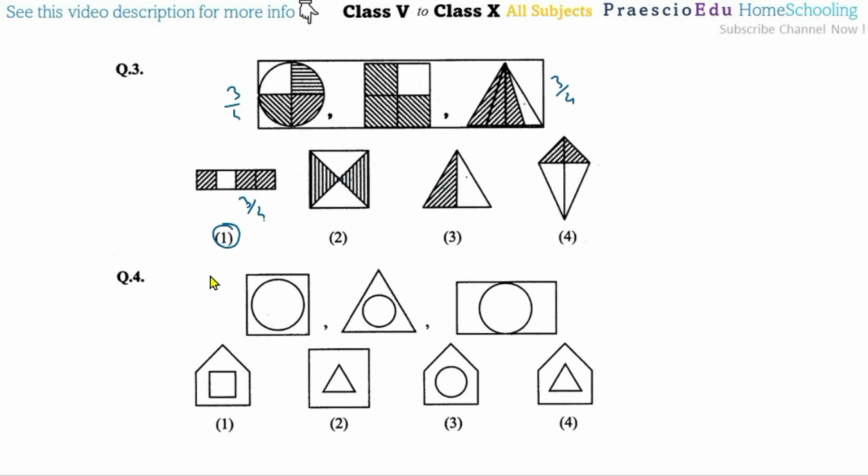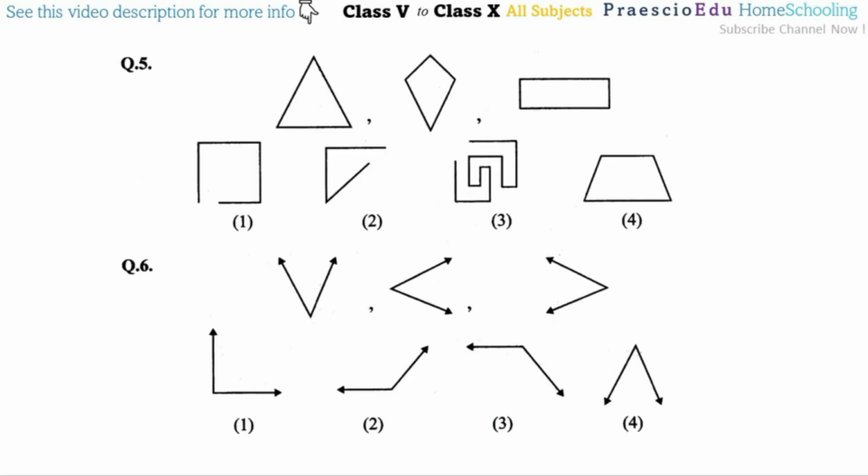Then question number 4. All the figures have a circle inside. So matching with this, option number 3 is the correct one. Then question number 5. All are closed shapes, so here option number 4 is a closed shape. Then question number 6. The angle in between this one is an acute angle, and the same is mentioned here also. The others are a right angle, an obtuse angle and also an obtuse angle. So acute angle means option number 4 is the correct one.